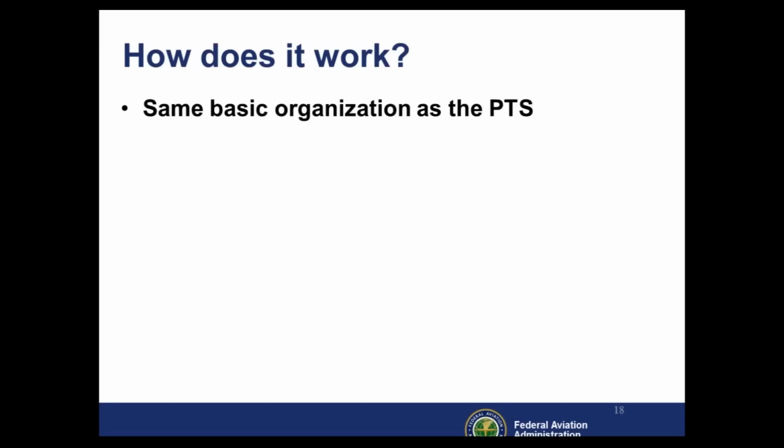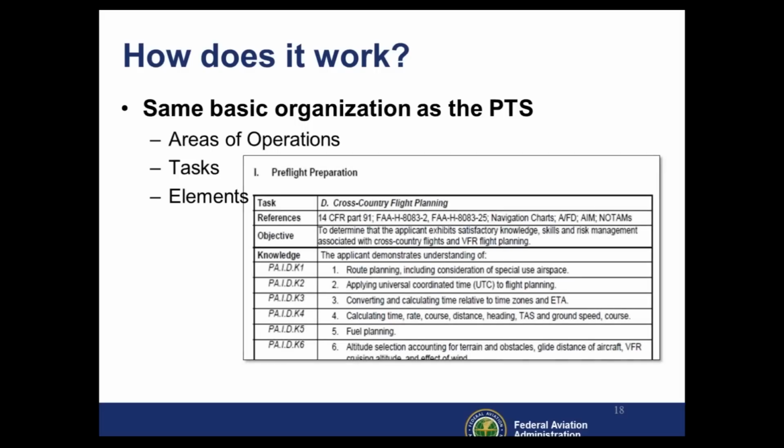So moving on now, we're going to talk about the body of the ACS. So we're going to get a little bit more detail here, but I think it's important so that all of you have enough information so that you understand how the ACS is used during the Checkride. So let's start with the organization. Well, the good news is it's organized the same as the PTS. You have areas of operations, tasks, and then you have elements. So that hasn't changed any. And we'll look at an example.